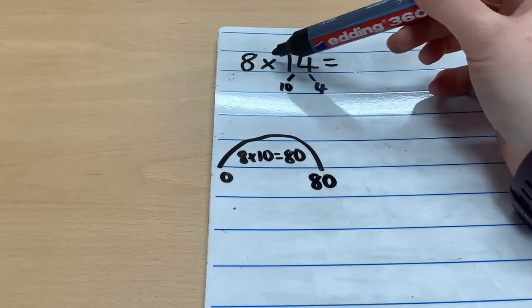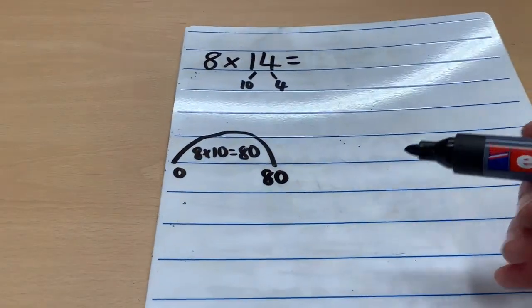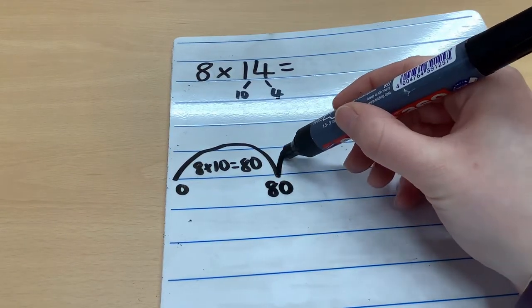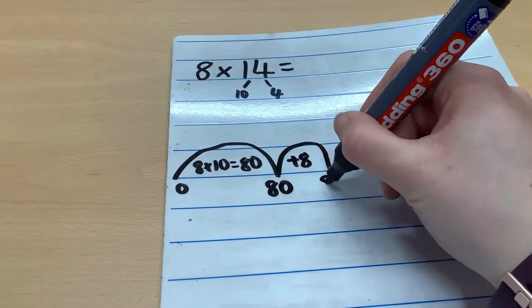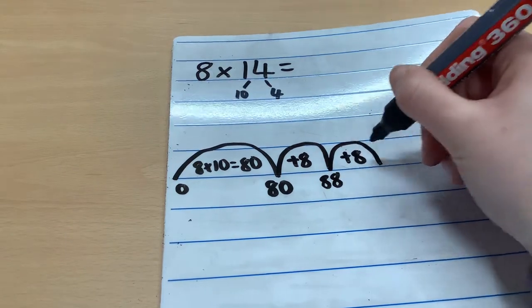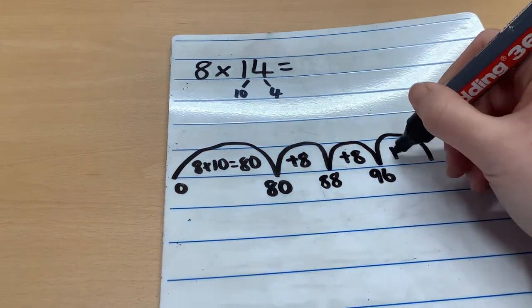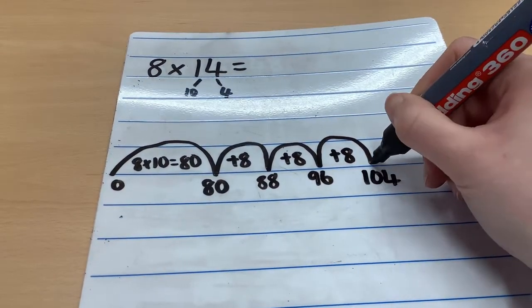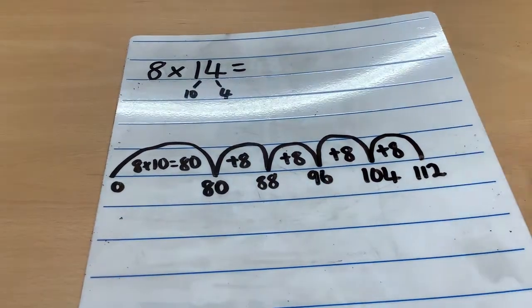Left, I've got 8 multiplied by 4. 8 4 times, or 4 jumps of 8, and that's what I'm going to do, 4 jumps of 8. So 80 add 8 equals 88. 88 add 8 equals 96. 96 add 8 equals 104. And 104 add 8 equals 112.